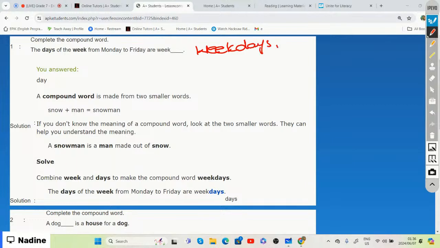You see, when it comes to forming and using compounds, instead of them just giving you the words and you just writing down the compound word by joining the two, they're also giving it to you in the form of a sentence so that you will be able to identify it much more quickly.